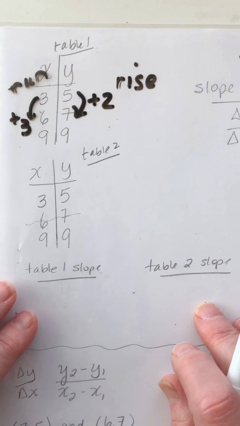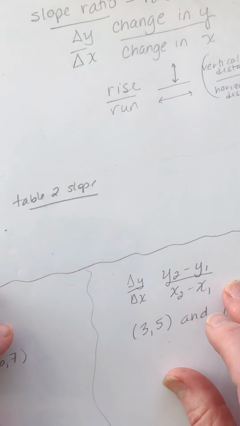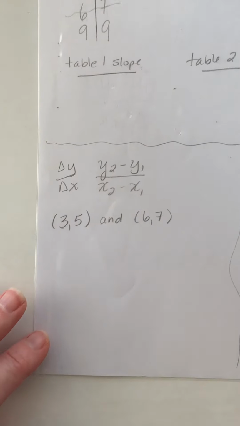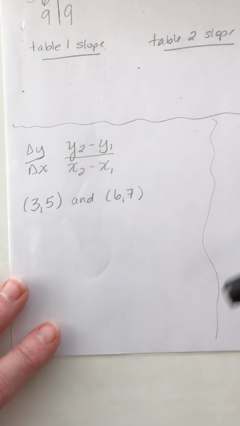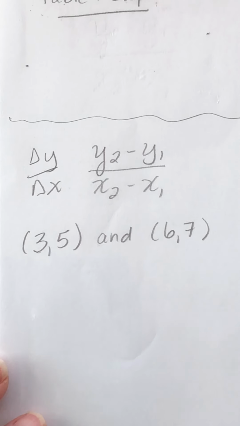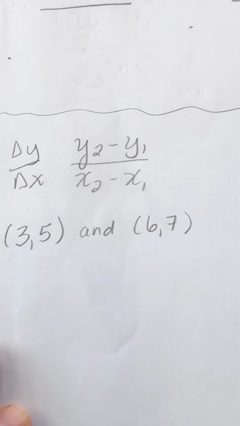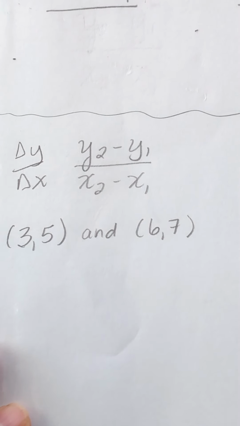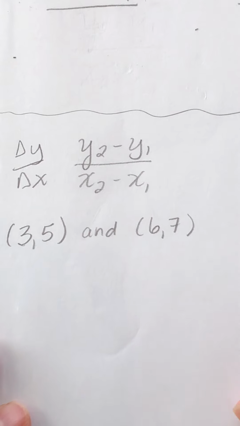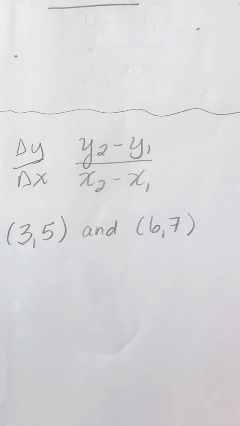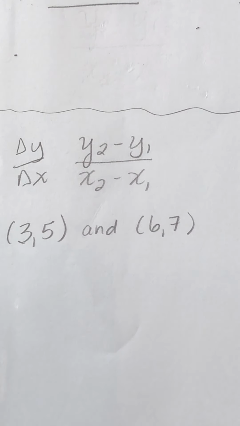Now, let's take a look at this formula. This is the formula that you might see in a textbook. You might have seen it online. You might have seen it in a video. And you'll see this thing that says y2 minus y1 divided by x2 minus x1. And this is a formal way of just saying, help me with my rise and help me with my run.